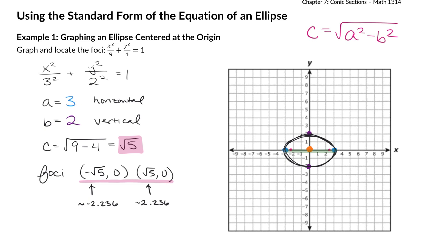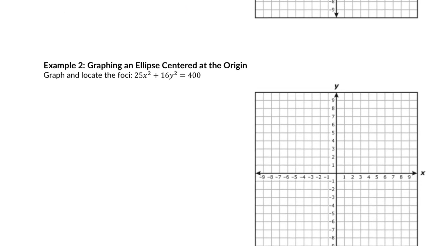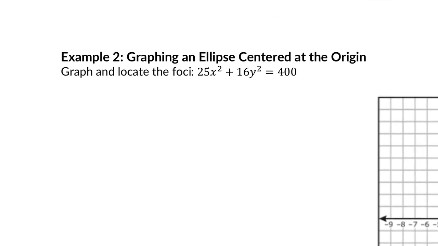Feels like we don't understand anything yet. Let's see another example just to see the differences and what a problem could look like for you, and then we can ask some questions on this page. For example 2, again, we're still centered at the origin, but this looks funky. Why does this look funky? Yeah, where are the fractions? How do we do this?